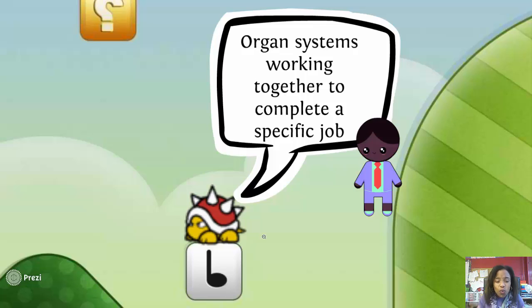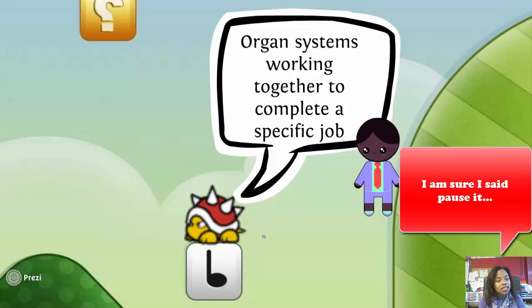All right? So, when cells work together, they're called tissues. When tissues work together, they're called organs. When all those organs are working together, they're called an organ system. And when those organ systems work together, you get you, the organism. All right? So, what I want you to do is fill in your notes. Make sure you pause it.